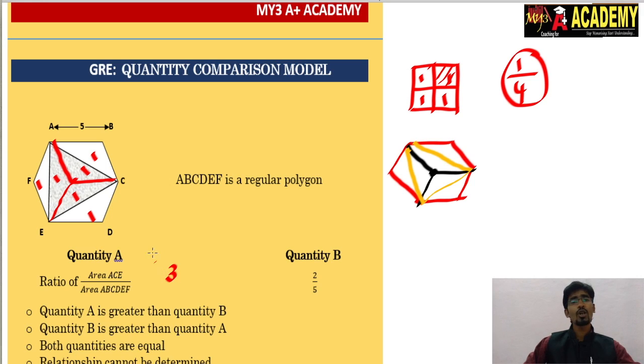He is asking for the area of ACE. ACE is nothing but this part, which has 3 parts, so I am just taking the area of ACE as 3. And ABCDEF is nothing but the total hexagon: 1, 2, 3, 4, 5, 6, total 6 parts. So the ratio of this figure is 3 by 6. Take any dimensions, you will get the ratio as 3 by 6 only. That's the logic behind problems on ratios of two areas.